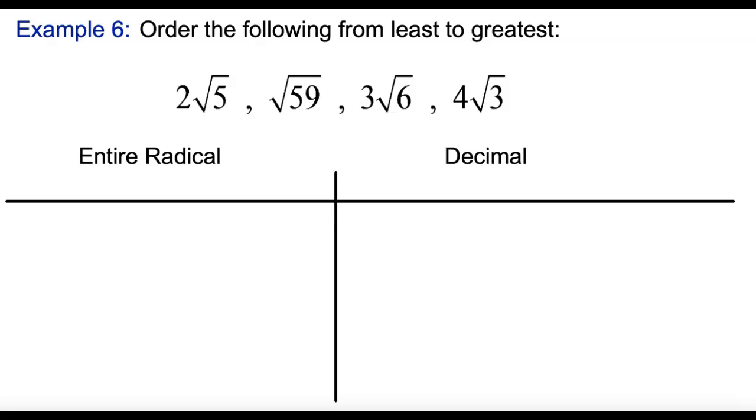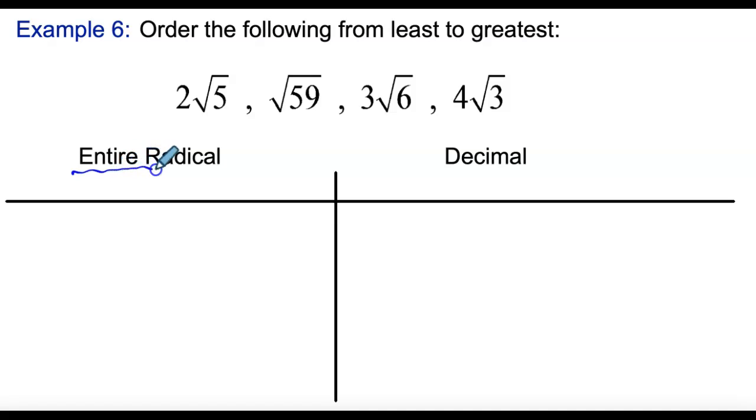Hi folks, in this video we are going to look at section 4.1, example 6. We have been told to order the following from least to greatest. So we have a list of mixed radicals and entire radicals, and we have to compare their values. That is difficult to do when they're written in such different ways, both as mixed and entire radicals. So what we really need to do then is change how they're written into a form that's easier to compare.